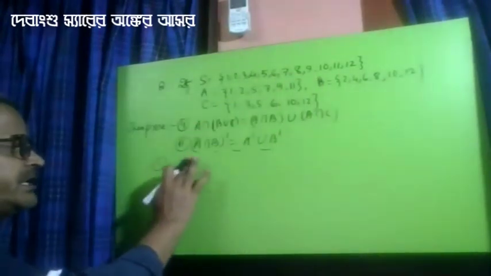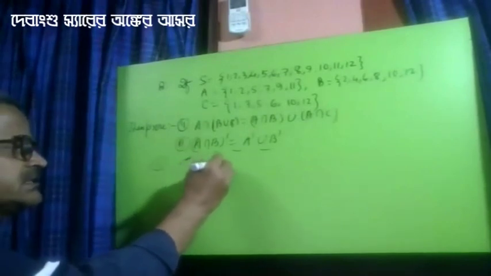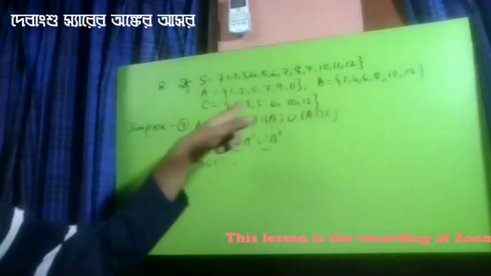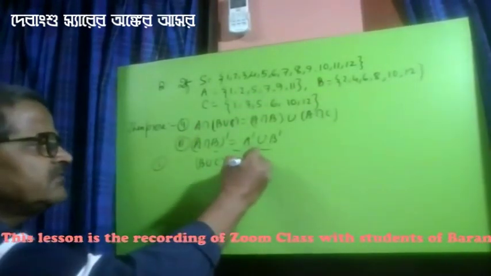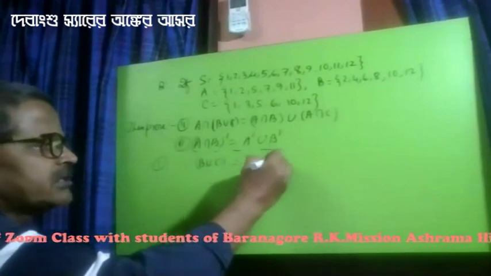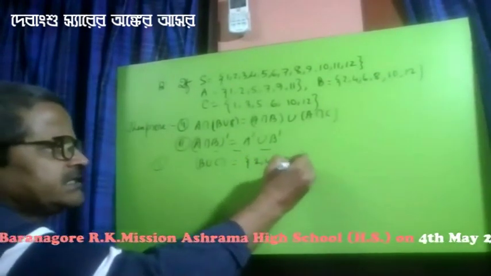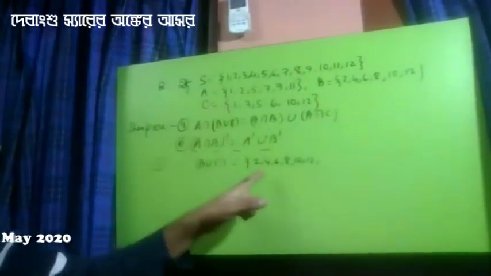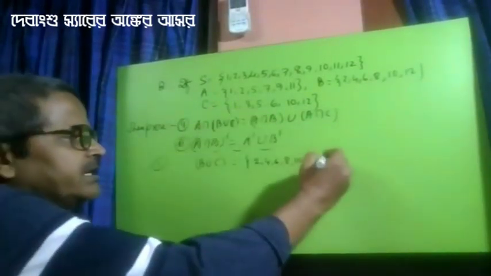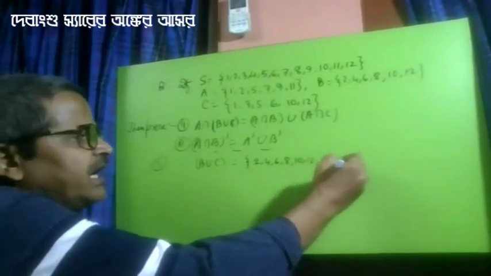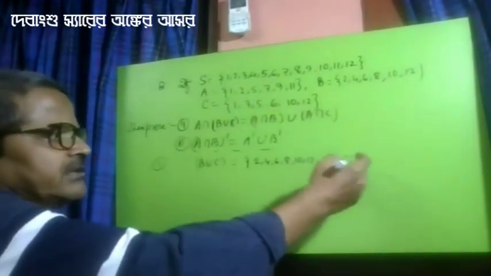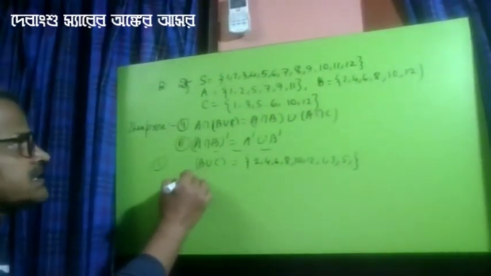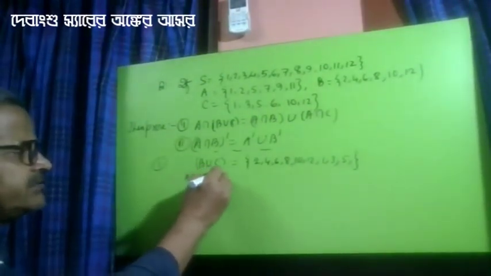First B union C. Now I have to find B union C. This is B, this is C. To write B union C, first write all elements of B: 2, 4, 6, 8, 10 and 12. Then verify the elements in C which are not written here. That is 1, 3, 5; 6, 10, 12 are already written. So this is B union C. Very easy. Next, A intersection B union C.